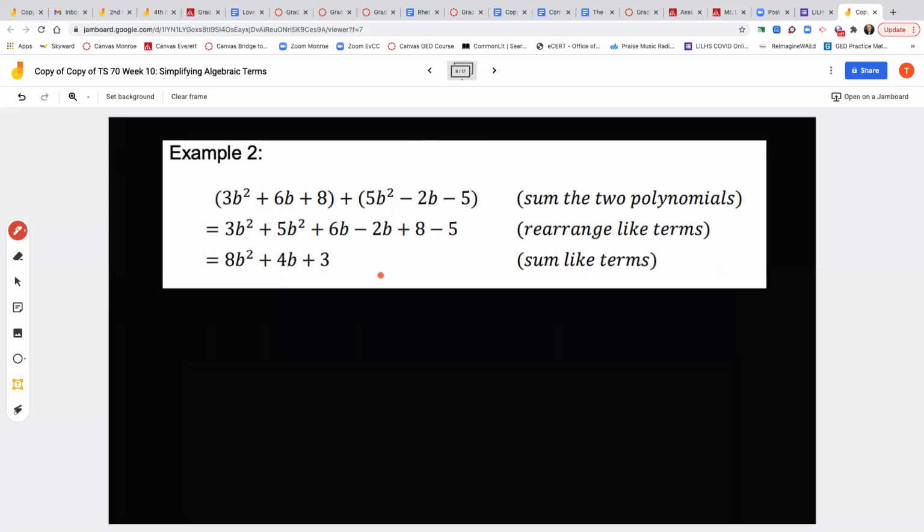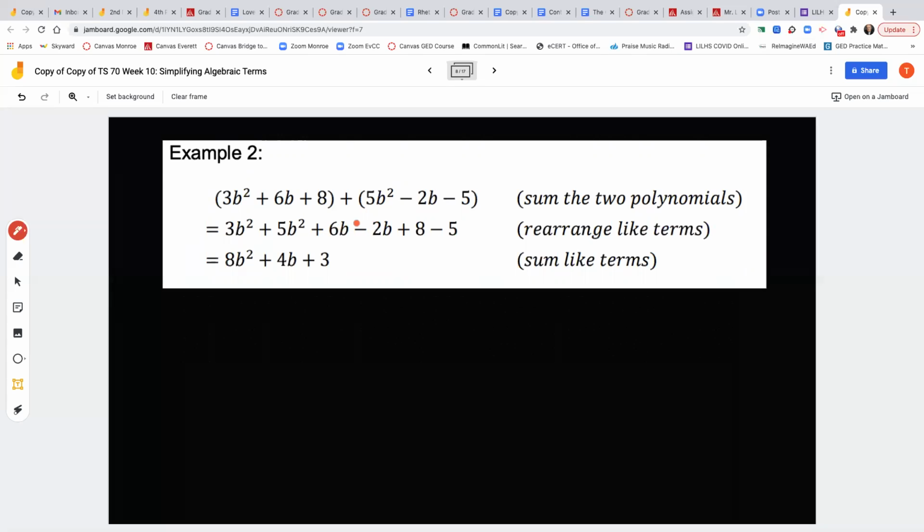All right, this one here, I don't want you to worry about writing down. I just want you to think through it with me together. So I've got 3b squared plus 6b plus 8. That's a polynomial, plus 5b squared minus 2b minus 5. Those are two polynomials.